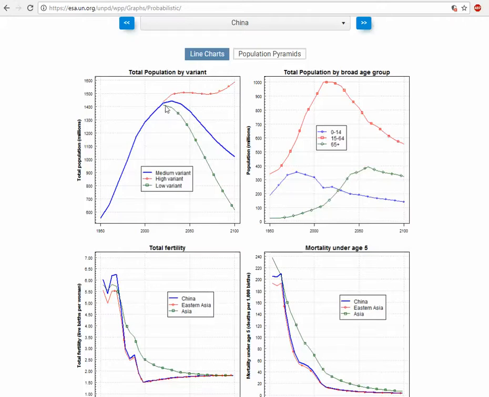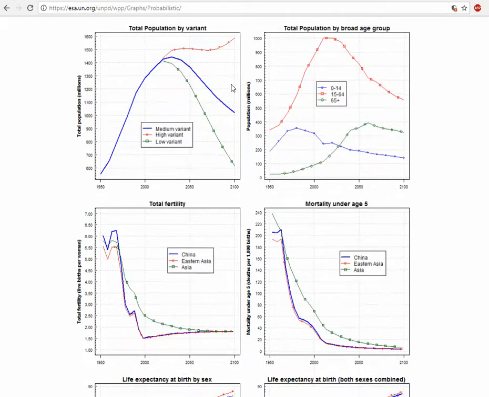So you can see that for this total population by variant for China as predicted in 2017, the population is expected to peak somewhere around 2025 and then decrease. If there are fewer children than expected, it's still somewhere around 2025, a little bit earlier, and then the population is expected to decrease dramatically. And the red shows the high variant with the increase. That's if people had a lot more kids than expected by the model.